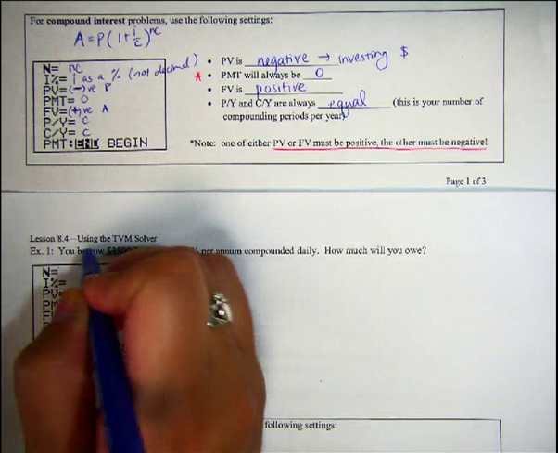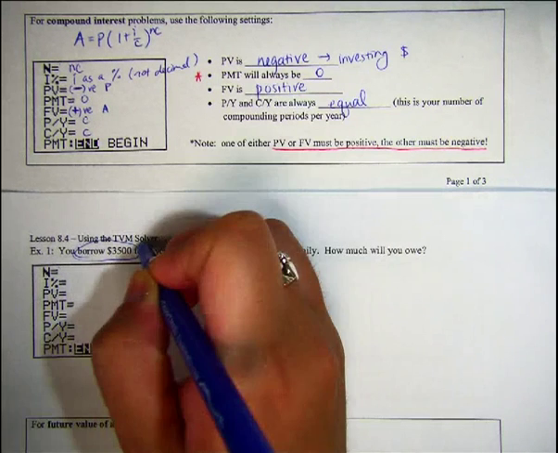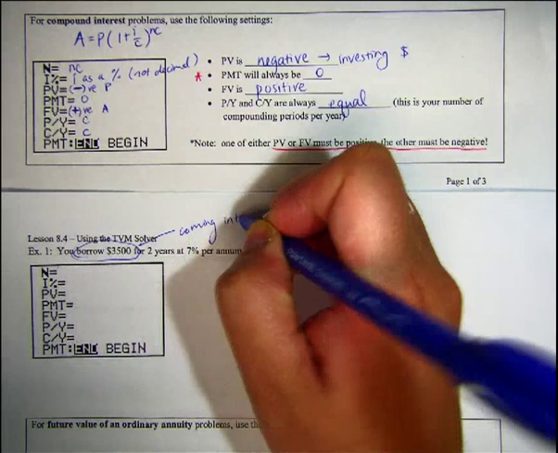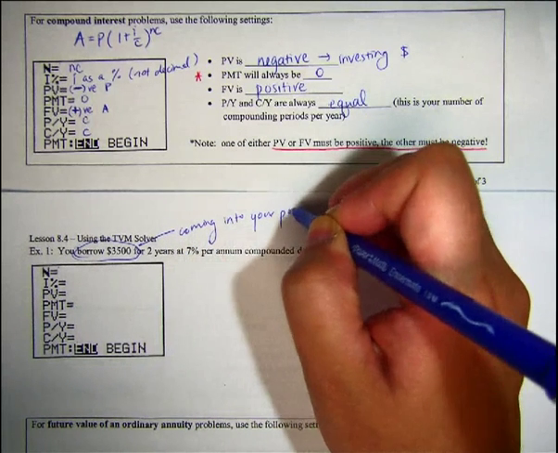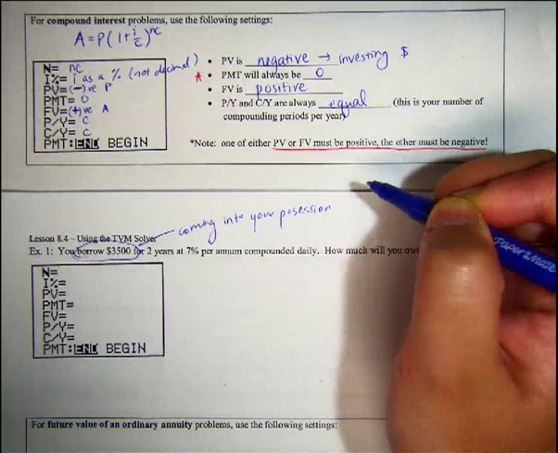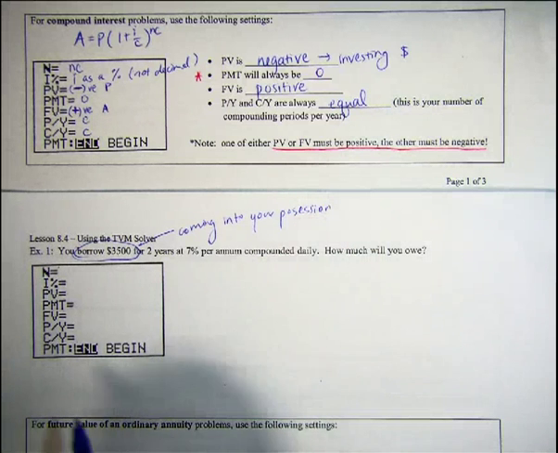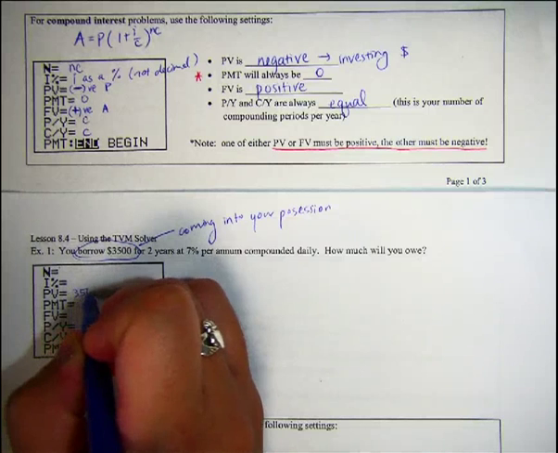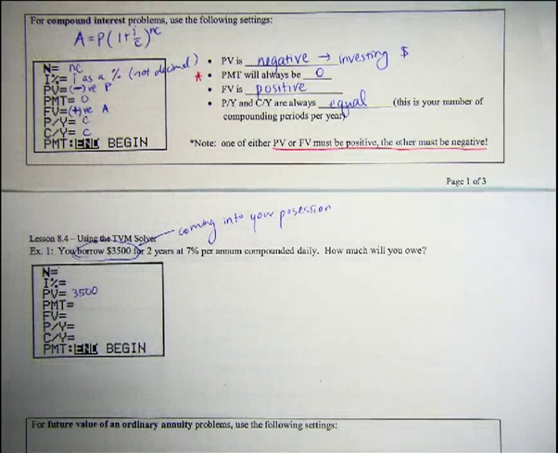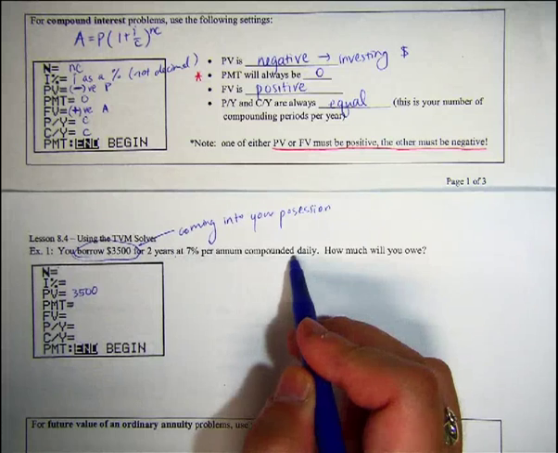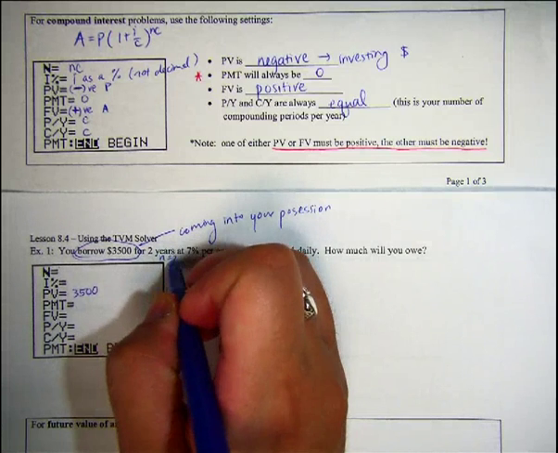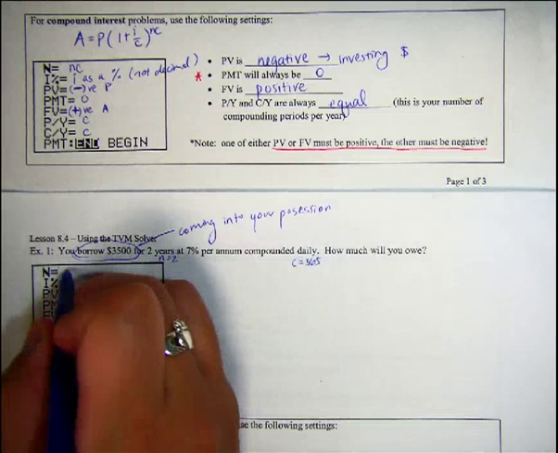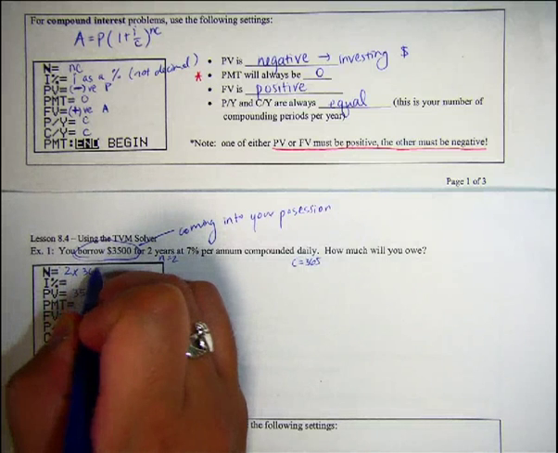So in this case, since you are borrowing $3,500, this money is coming into your possession. So that means, is that even how you spell possession? Sorry if it's a mistake. That means that present value, which is P, 3,500, is going to be positive. Okay, 2 years compounded daily, so N is equal to 2, C is equal to 365. This capital N is 2 years times 365.